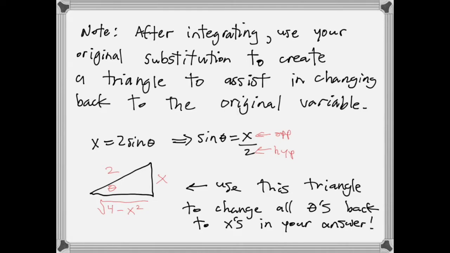Okay, so this is the general process that we're going to be using in order to solve trig substitution problems. So let's do some examples now. Okay, so let's do our first example. Example 1, we're going to integrate 1 over t squared times the square root of t squared minus 16 dt.